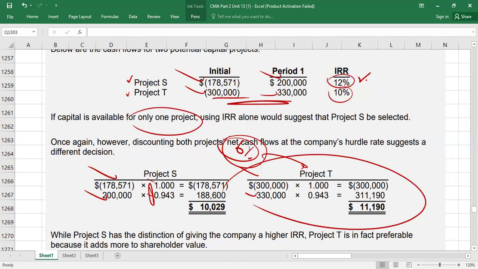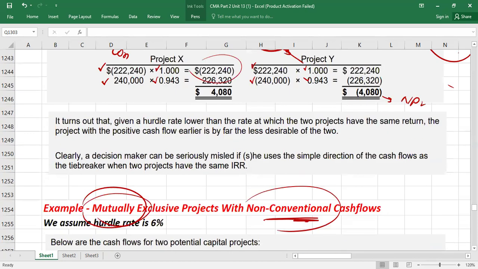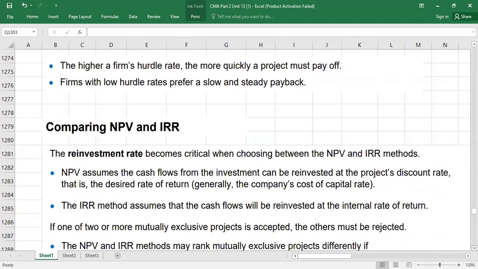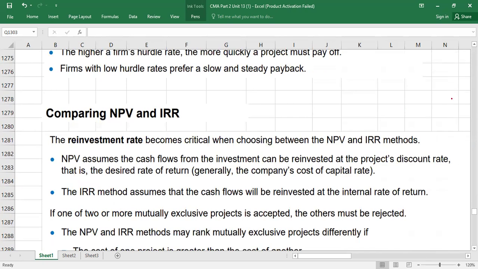T. So IRR says that S is better, but NPV says T is better. So preference will always be given to NPV. Okay, so this is the point: whenever there is a conflict between NPV and IRR, preference will be given to net present value, not IRR. Okay, guys. And then what are some other points? Please don't take these points lightly. And here one more thing I want to tell you. Let me explain these points first.